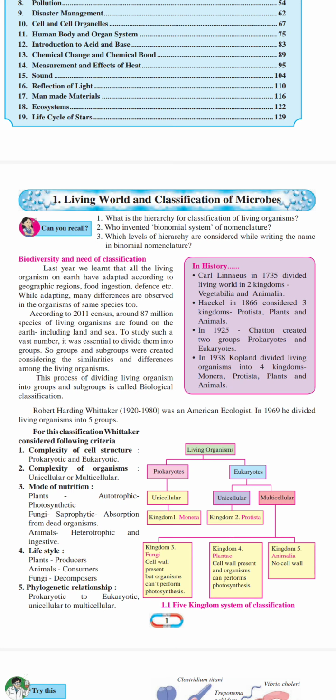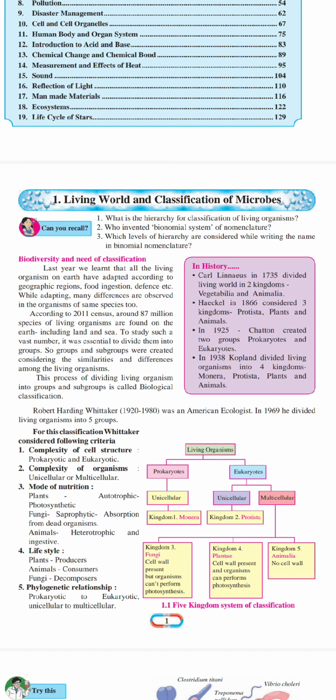Then in 1938 Copeland divided living organisms into four kingdoms: Monera, a single cell, Protista, a single cell, then plants and animals. But according to the 2011 census, there are 87 million species around the world, including land and sea. All the organisms of land and sea together, that is 87 million. This many species are there in our surroundings.